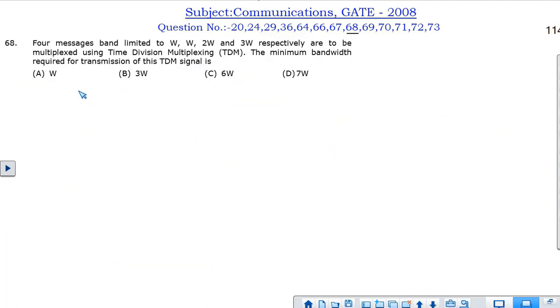Next question is question number 68. In this question, 4 messages band limited to omega, omega, 2 omega and 3 omega respectively are to be multiplexed using time division multiplexing, that is TDM. The minimum bandwidth of the transmission we have to find out.